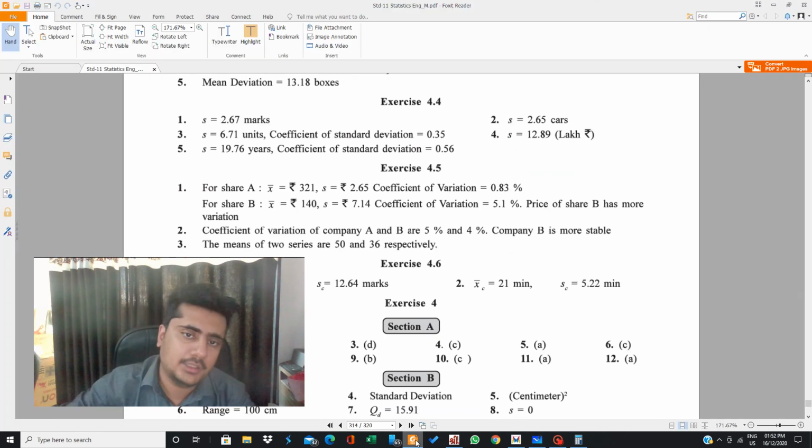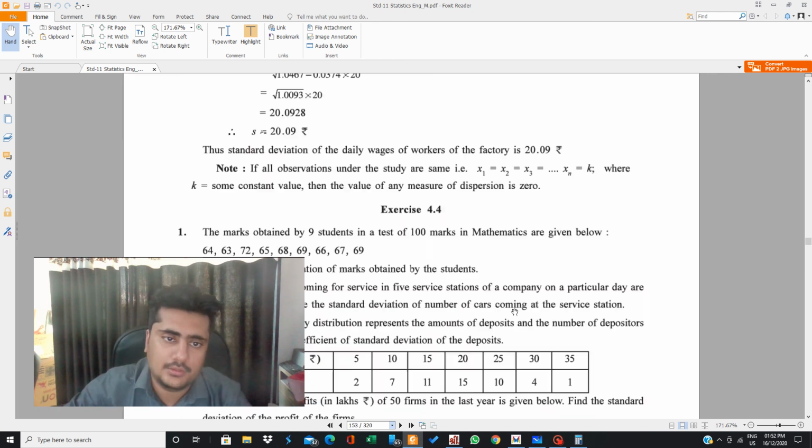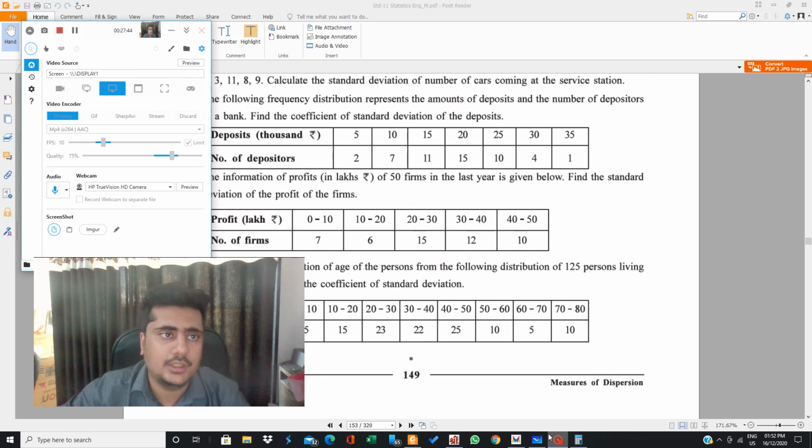Next lecture we'll be doing standard deviation when classes and frequencies are given. Till then you have to practice these sums. Solve the sums in your book whenever you are watching the lecture, and if possible, do these sums without seeing also, so that you can learn the formulas and know how much you have remembered. Okay, that's it for today. Thank you.